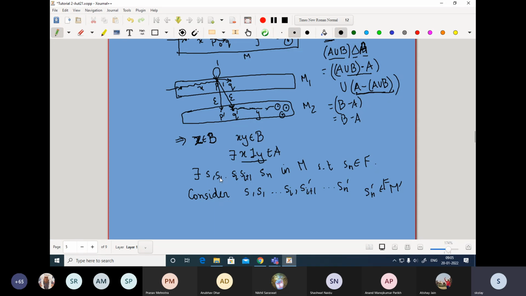That means look at the path labeled by x1y starting from S in the DFA M. That will look something like S1 to Sn, where Sn is the final state. Now, suppose X labeled the subpath S to Si. Then Si to Si+1 was labeled by 1, and then Si+1 to Sn was labeled by Y. So then from Si, I take Si+1' to Sn'.